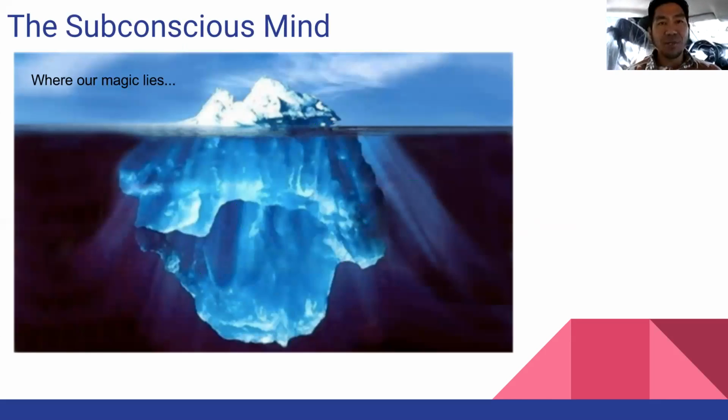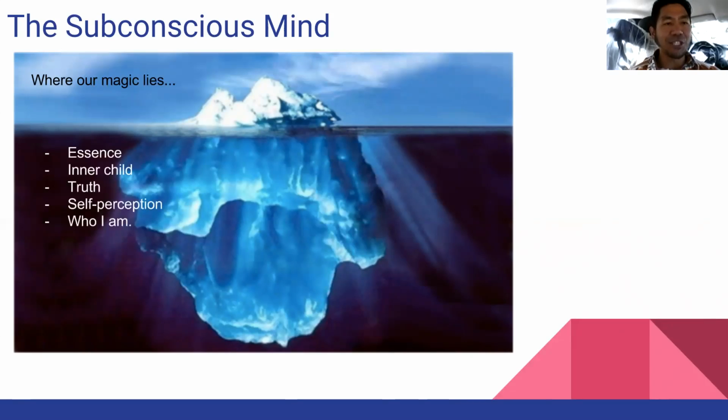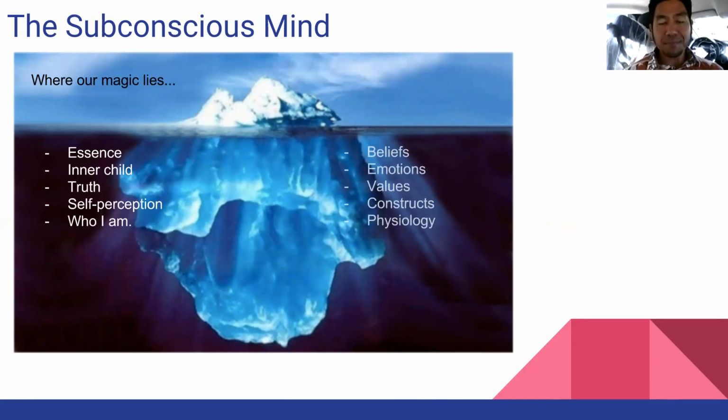Now, the reason that this is also important is because the subconscious mind is where our magic truly lies. It's the aspect of ourself, as we're going in through the iceberg or the mindberg analogy, where our essence, our inner child, our inner truth, really the core aspects of our self-perception and the answer to the question of who am I, lies. It's all down here in the subconscious mind. These patterns and programs that exist are things that, unless we become conscious and aware of them, will ultimately, as Jung had suggested, be something that we identify as fate or something outside of ourselves. Now, to engage that requires us to look at our beliefs, our emotions, our values, the core constructs of our self-perception, and our own physiology.